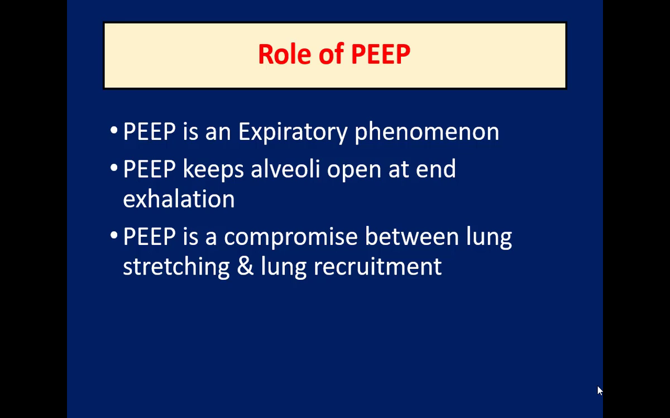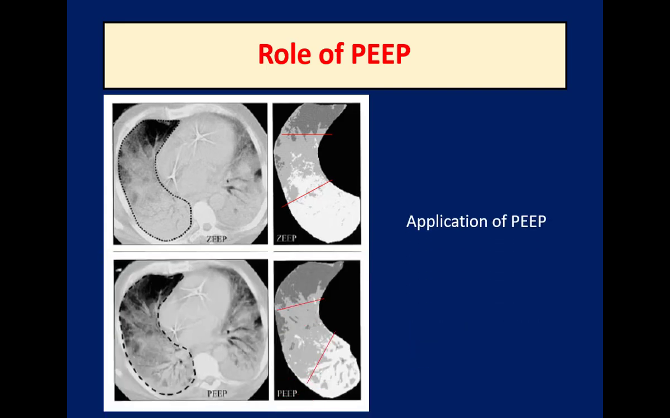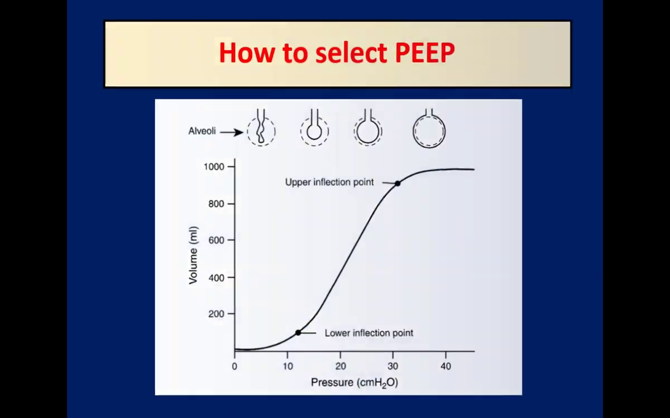PEEP is a compromise between lung stretching and lung recruitment. So if you apply high PEEP, it can cause lung stretching. If you don't apply PEEP, it can cause collapse. So as you can see, if we apply the PEEP, this area becomes a little bigger, and this area which was having cyclical collapse improves, and this area which was totally collapsed becomes less. So as you can see here, we have recruited more alveoli by using the PEEP.